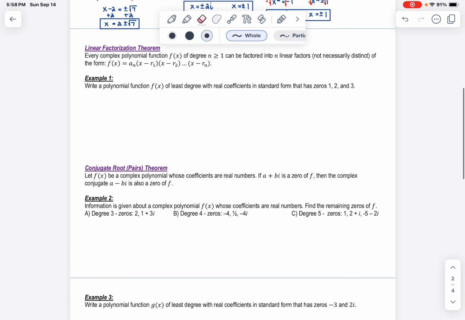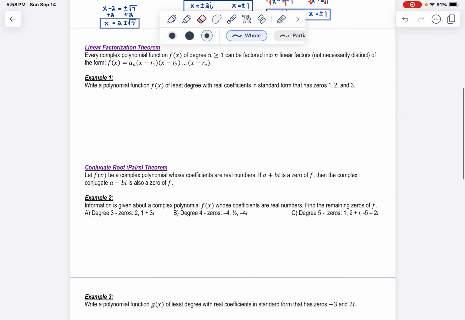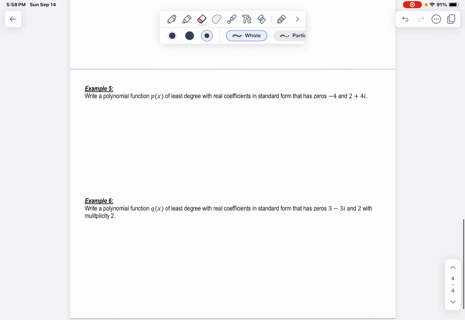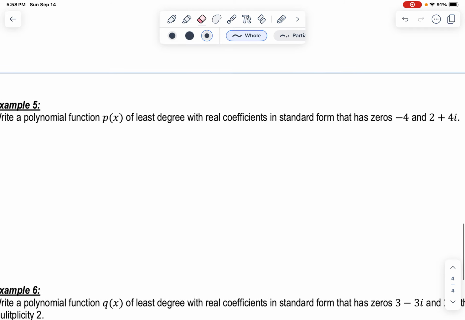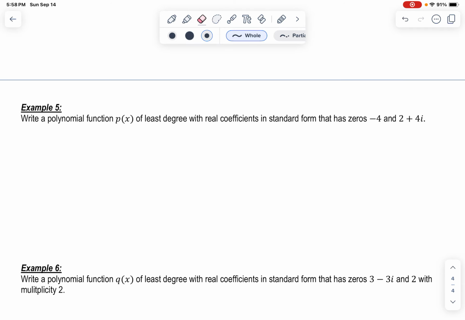All right. So what our notes are on today is you are going to be writing equations given solutions. Okay? And we're going to get to complex solutions, but we'll start off with just real solutions. So if we fast forward to the end here, here's an example of what we're doing. Write a polynomial function p of x of least degree with real coefficients in standard form that has zeros of -4 and 2 plus 4i.